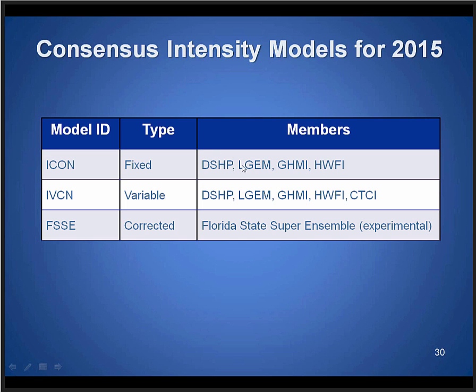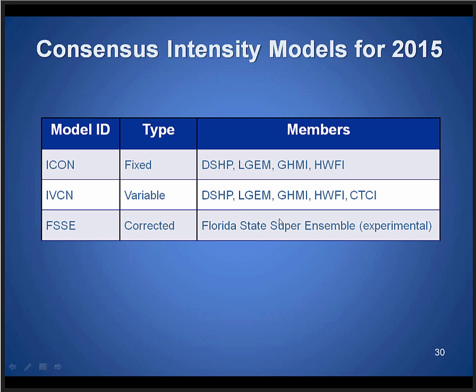So just add those up, divide by 4. And that's done every time that all 4 of those models are available. This year, we have a variable consensus technique, IVCN, Intensity Variable Consensus. And it has those 4, but it also adds the Navy's COAMPS TC model, because it's performed very well over the last few years. And so adding it into our mix allows for a better prediction.